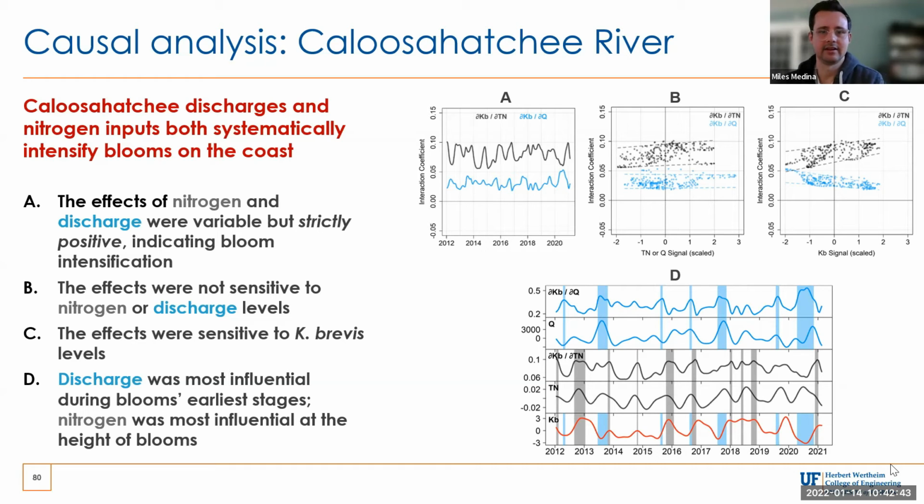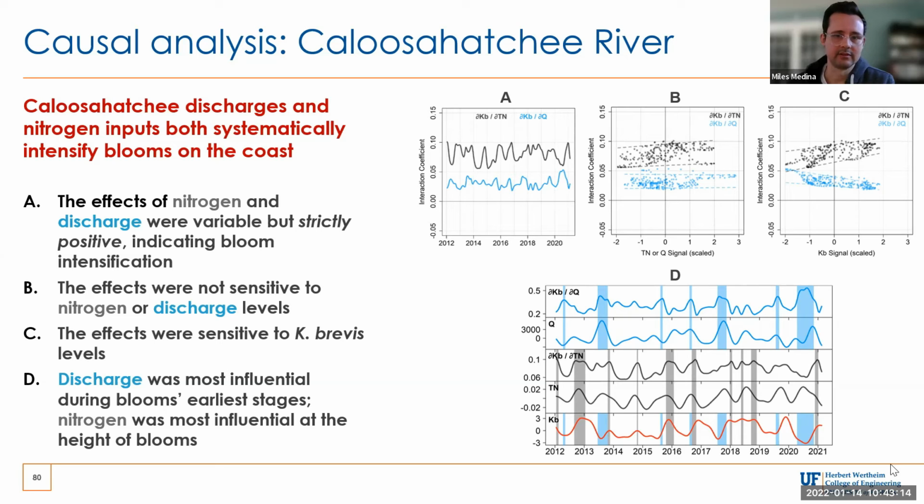Further, we found that while discharge and nitrogen both consistently intensify blooms, when these effects are at their strongest depends on what stage the bloom is in. So the effect of discharge was typically strongest early in the bloom cycle, and the effect of nitrogen was typically strongest later, once the blooms were in the maintenance phase. So this implies that the water coming out of the river may actually affect blooms both as a carrier of nitrogen and through a separate mechanism.